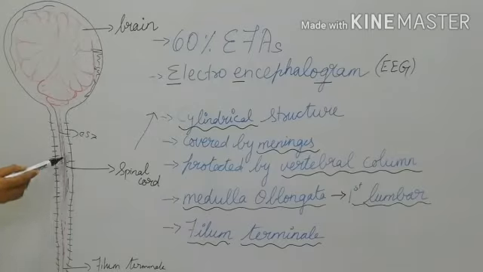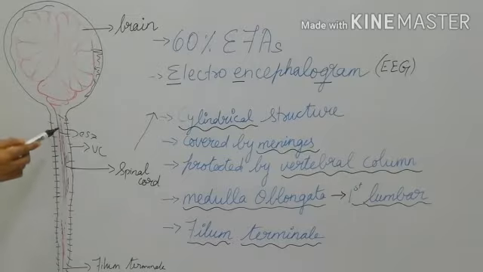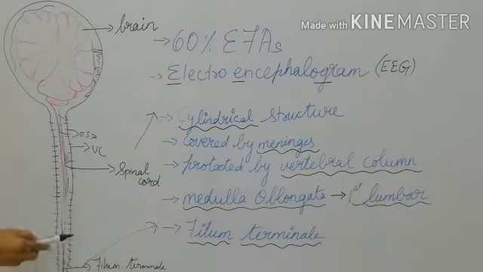And the spinal cord is protected by the vertebral column. The spinal cord starts from the medulla oblongata and ends at the first lumbar vertebra. Then the posterior-most part of the spinal cord tapers into a thin fibrous thread-like structure. This fibrous thread-like structure is called the filum terminale. So this is the spinal cord.